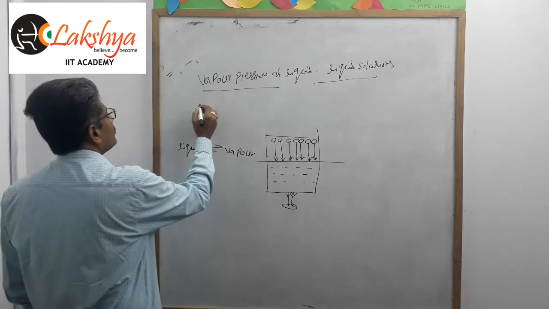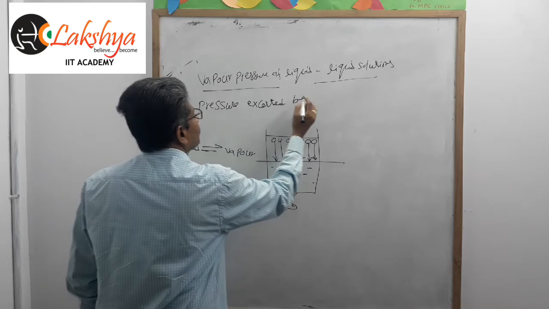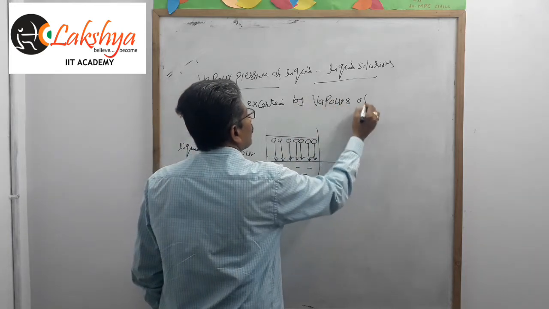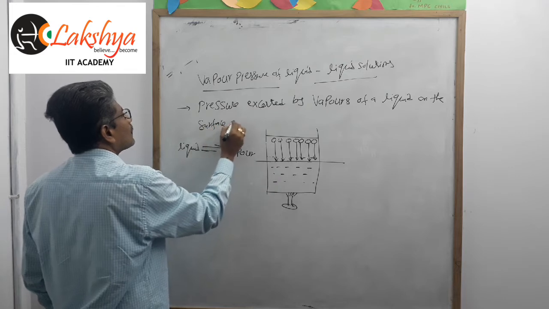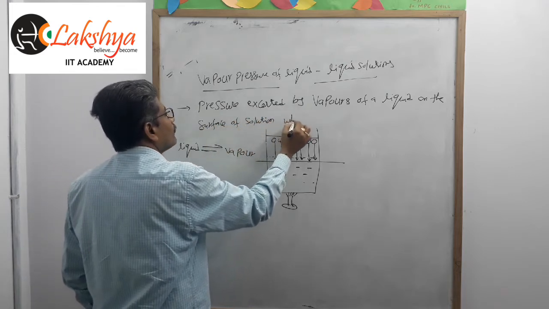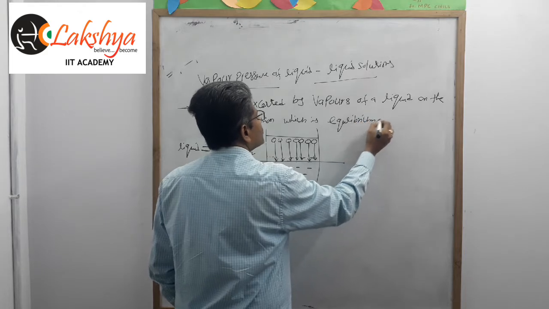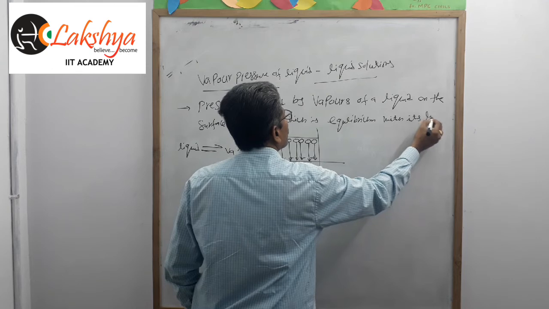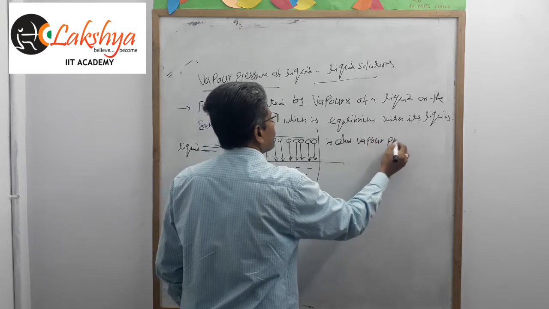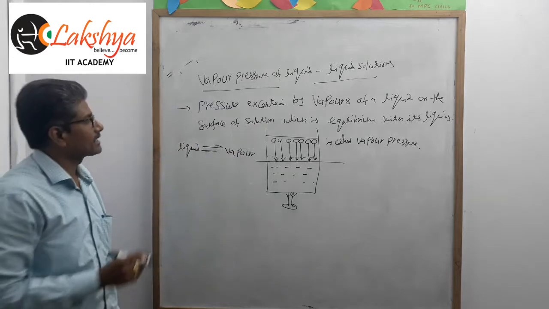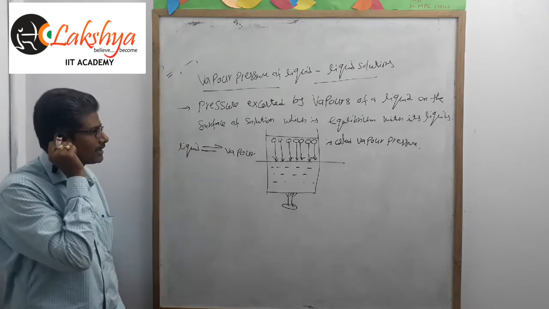So I am telling the definition. Pressure exerted by vapors of a liquid on the surface of the solution, which is in equilibrium with its liquid, is called vapor pressure. That is the point.